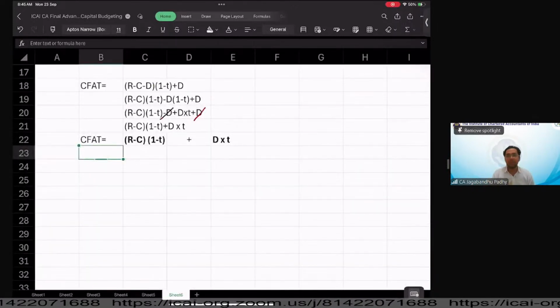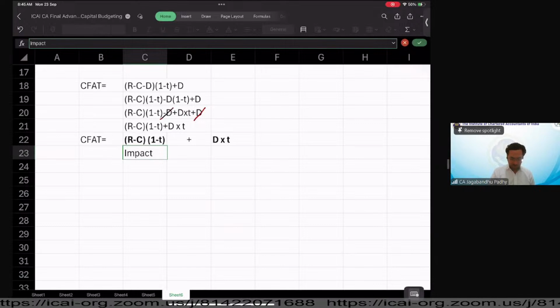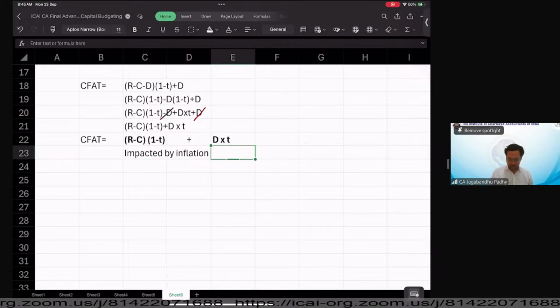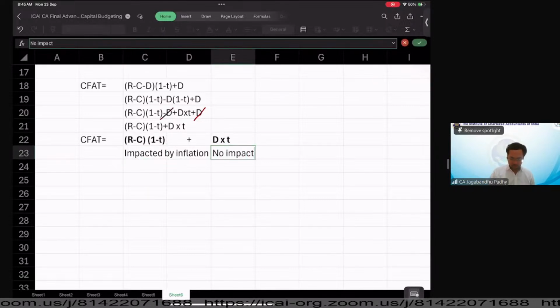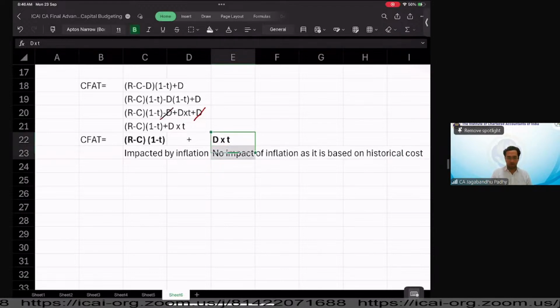So when we delve deep into the concept, then we understand the nitty-gritties of each one of them. Revenue minus cost into 1 minus t, this portion is going to get impacted by inflation. But depreciation into tax has no impact of inflation, as it is based on historical cost. Are we able to get this, guys?